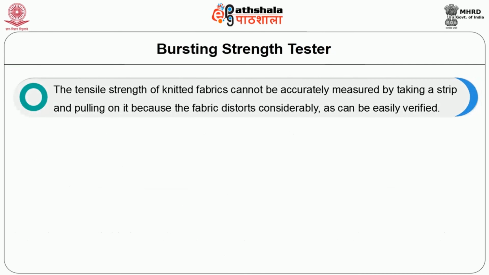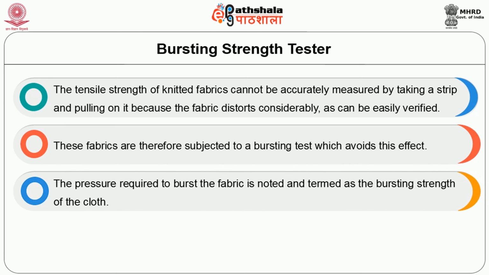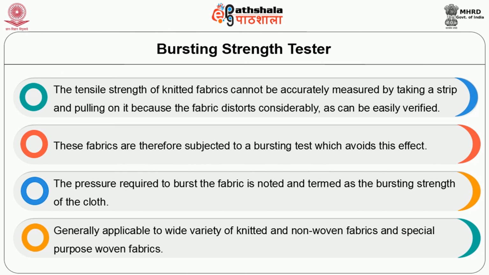Then another important test for the fabric is bursting strength. The tensile strength of knitted fabrics cannot be accurately measured by using a strip or grab test, as they can be easily distorted. These fabrics are therefore subjected to a bursting strength test which avoids this effect. The pressure required to burst a fabric is noted and termed the bursting strength of the cloth. It is generally applicable to a wide variety of knitted, non-woven fabrics and special purpose woven fabrics.